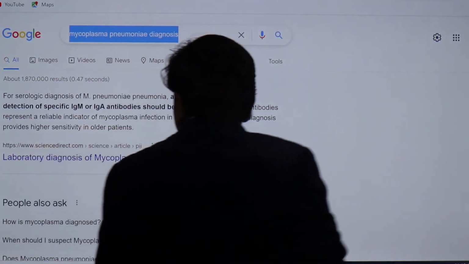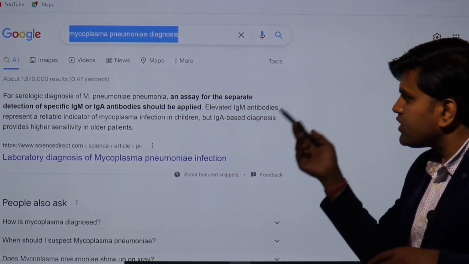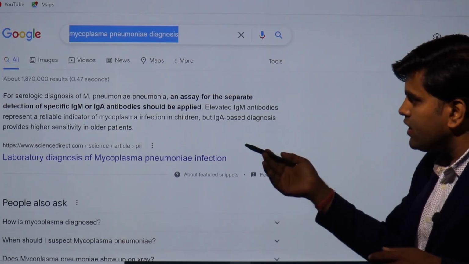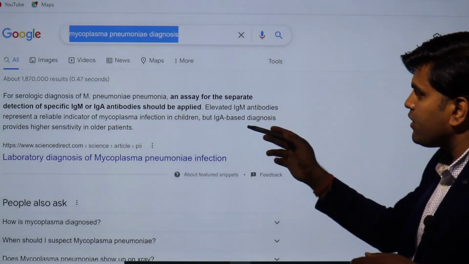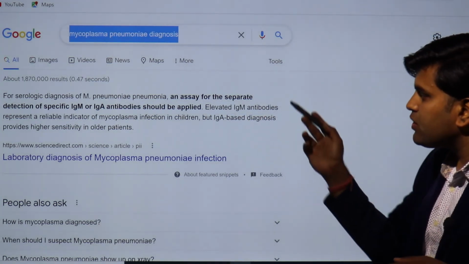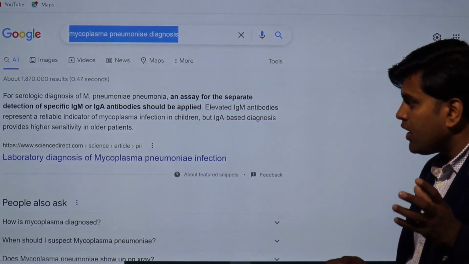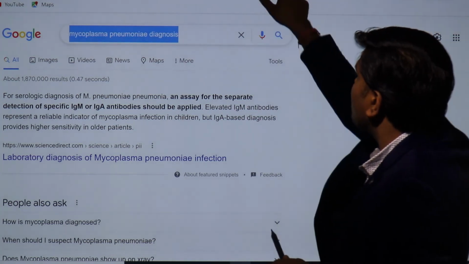For diagnosis of Mycoplasma pneumoniae, an assay for the separate detection of specific IgM or IgA antibodies should be applied. Elevated IgM antibodies represent a reliable indicator of Mycoplasma infection in children, but IgA-based diagnosis provides higher sensitivity in older patients.